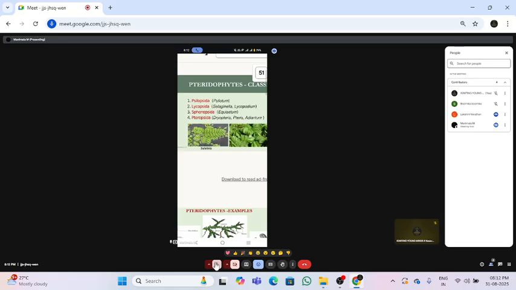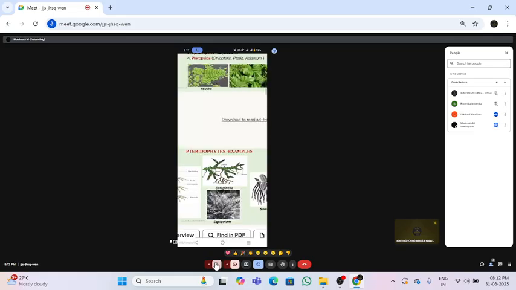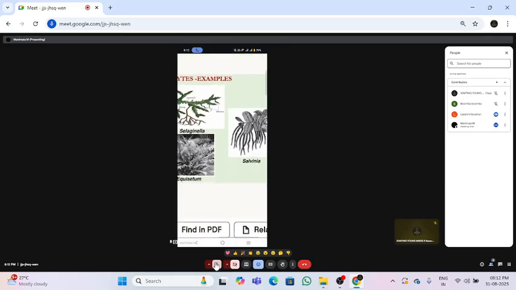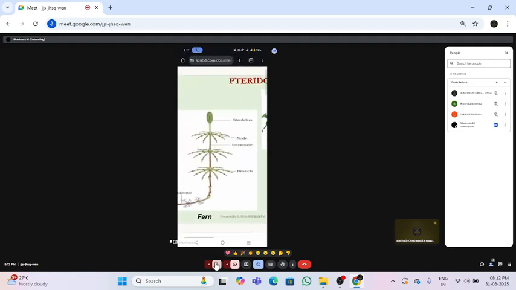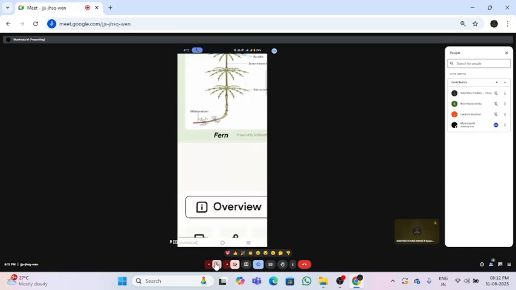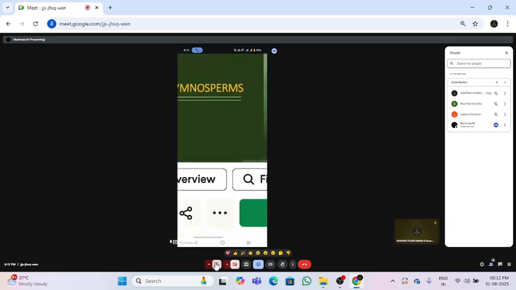Okay, so this is about the pteridophytes. This is Equisetum and Selaginella, and also some of the ferns. So this is the topic.